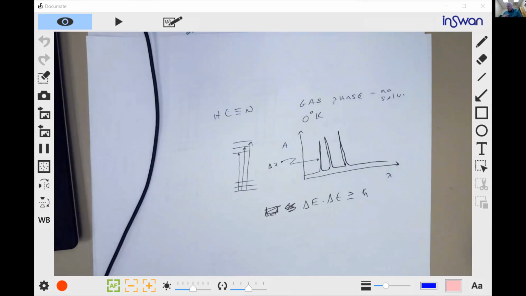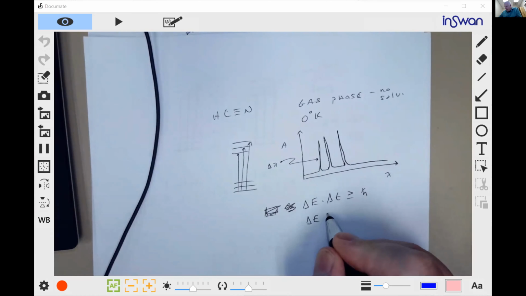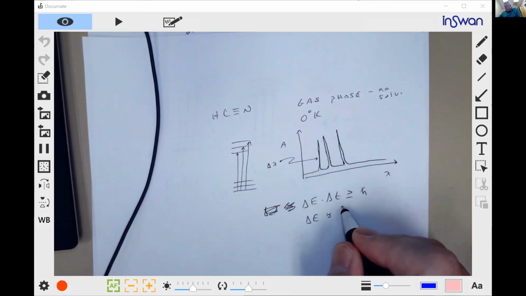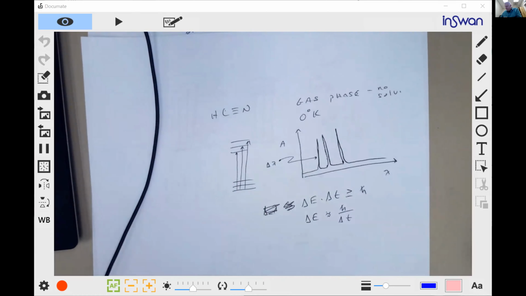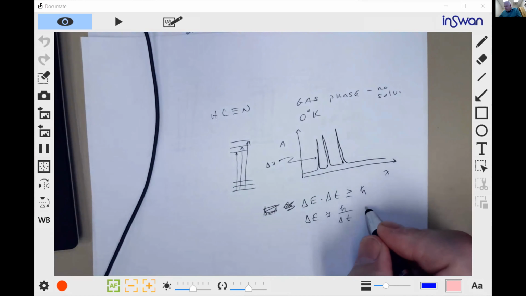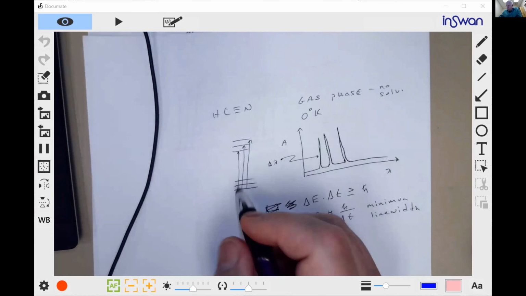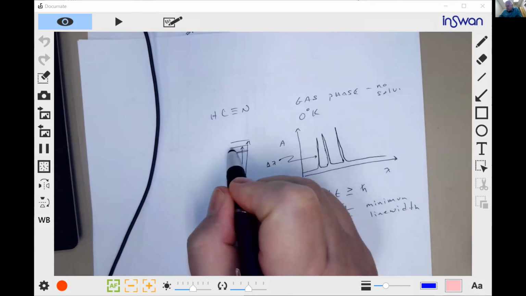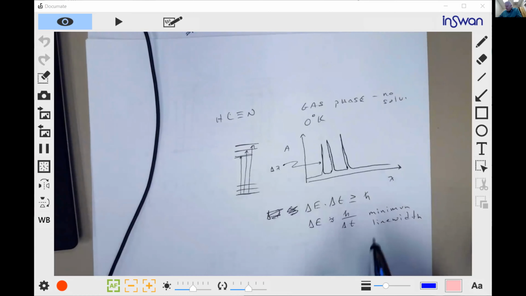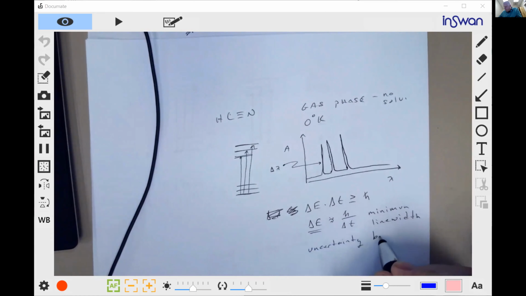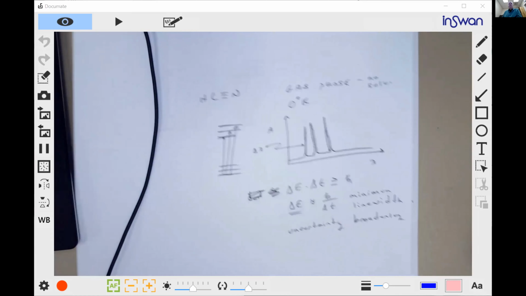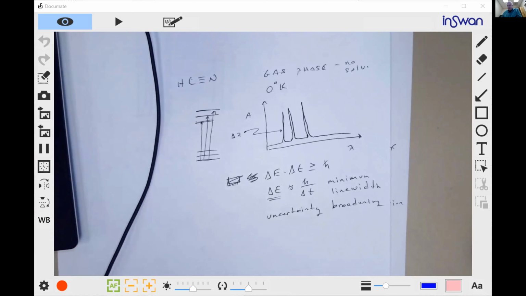I screwed up. Okay. So delta E will be on the order of H bar over delta T. So this is the minimum line width. And that's the zero solvation, all that stuff. And so basically what we're saying is, how certain are these energy states, right? And this broadening is called uncertainty broadening.